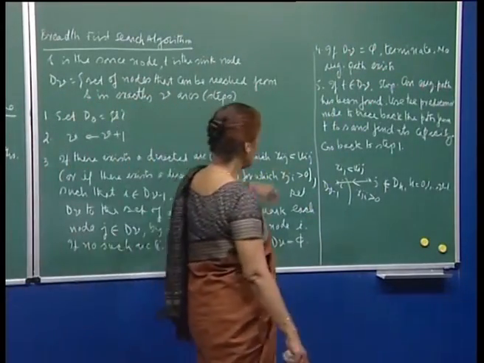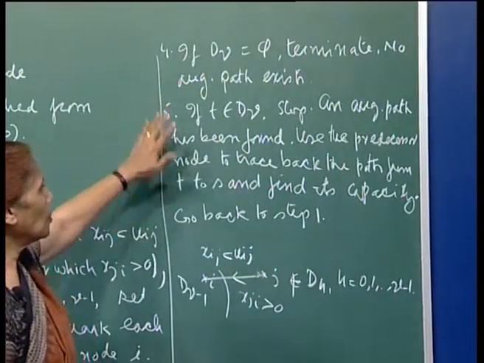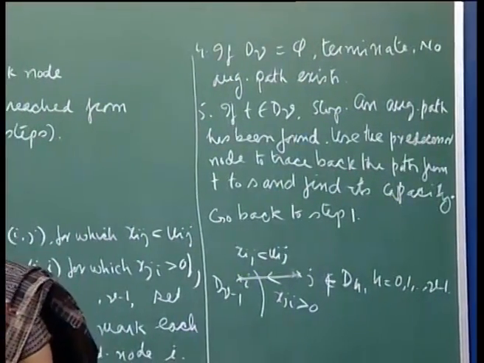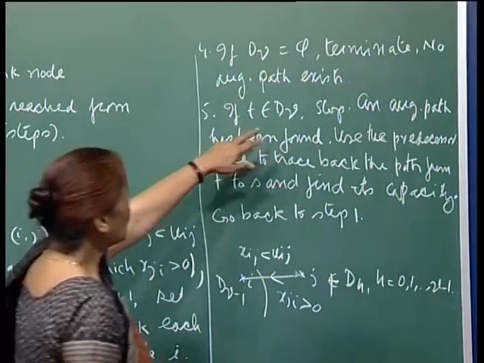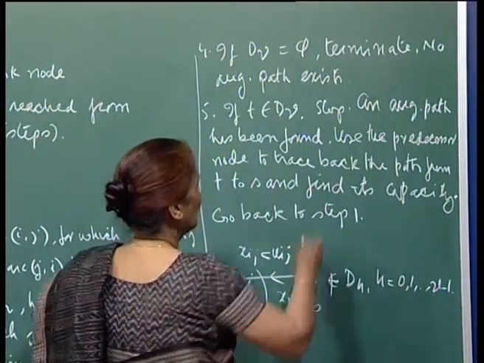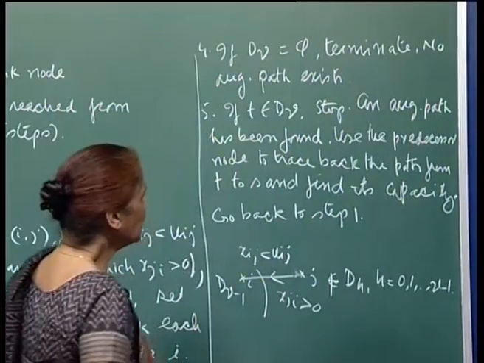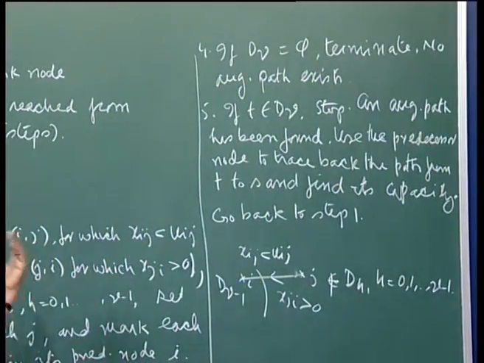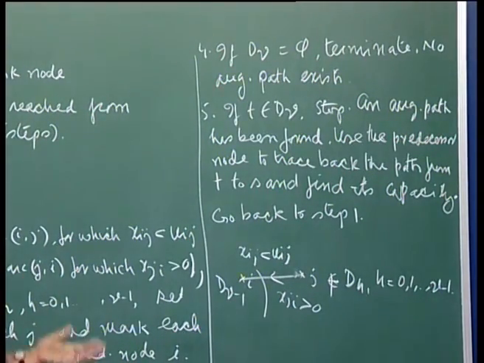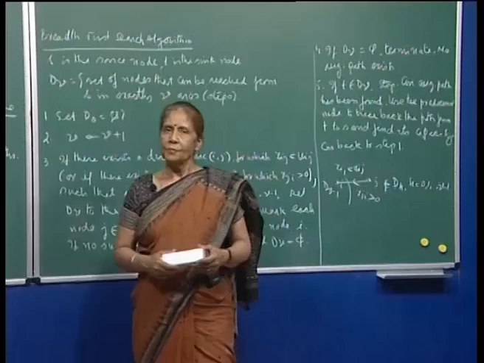So, if D nu is empty, terminate, no augmenting path exists. And in this case, we will show that the current flow in the network is actually the max flow. If t belongs to D nu, then stop. An augmenting path has been found. Use the predecessor nodes to trace back the path from t to s and find its capacity. Go back to step 1. So, then we will start all over again.